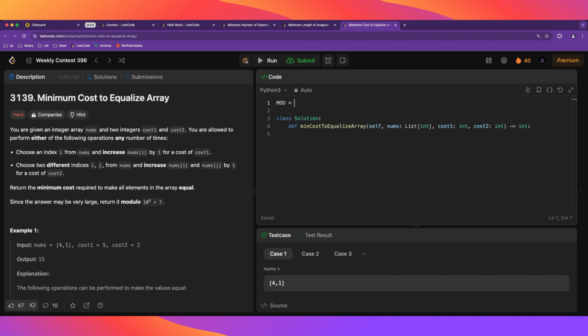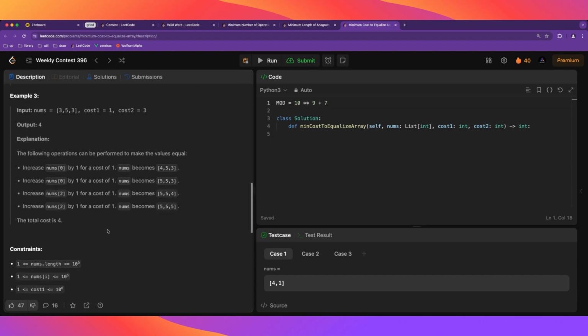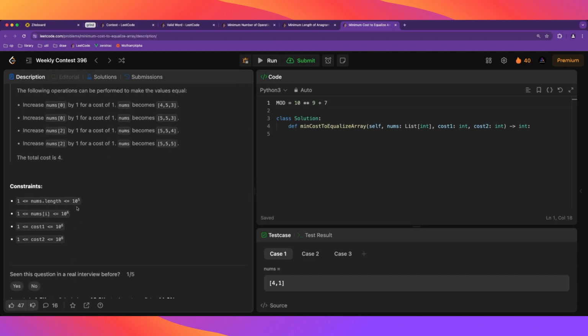Let's write that down so that we don't forget. Okay. And here are the constraints. We get up to 10 to the 5th numbers, and the values are up to 10 to the 6th.